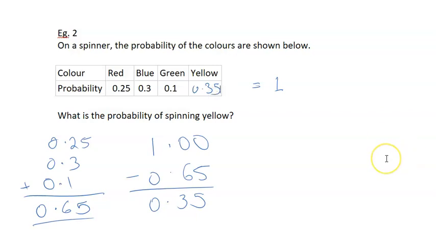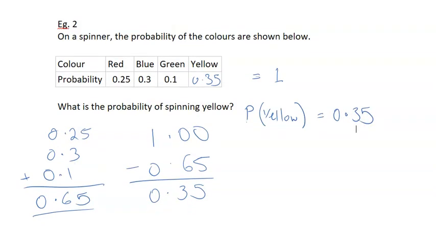And that's the probability of spinning yellow. So I would present that answer by using the format P, brackets, probability of yellow, is 0.35. Okay? Give that a go.